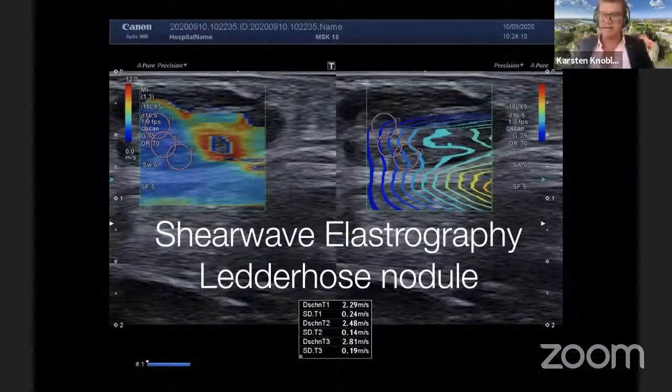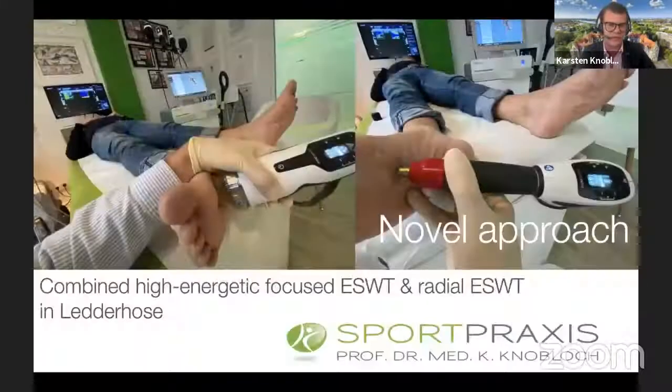And what I did, and Karin has told you, for plantar fasciitis, my machine has a shear wave elastography unit within. That's why I bought it in the end. And I just started to gather some data of how elasticity, say stiffness, is in these very nodules and how shockwave might interfere. So this is shear wave elastography in Lederhose disease.